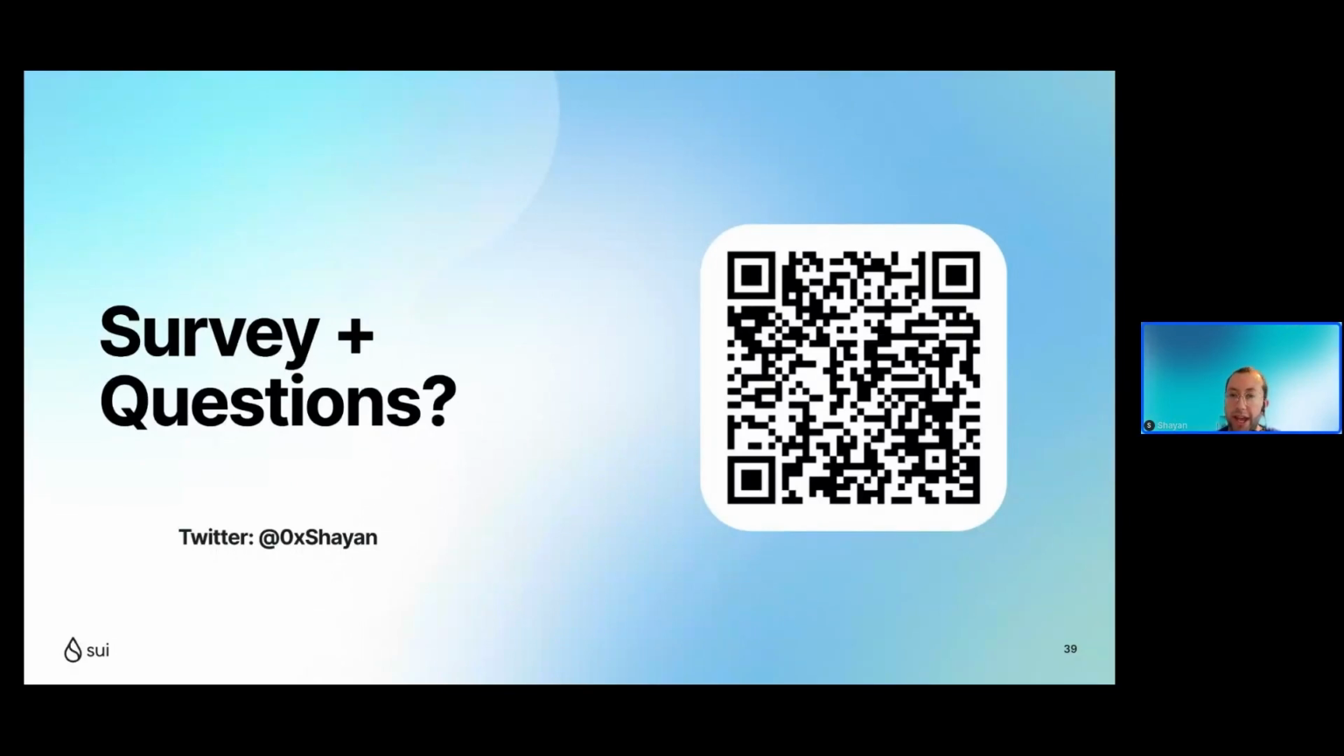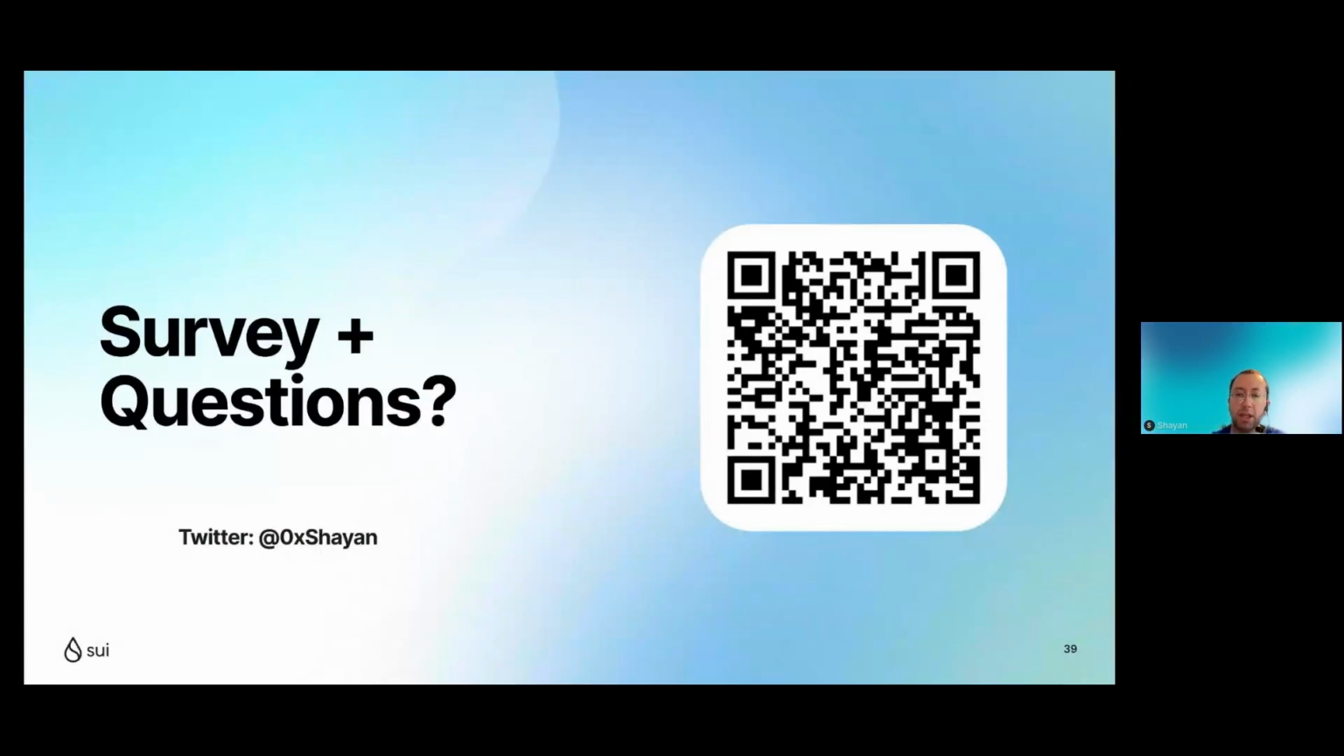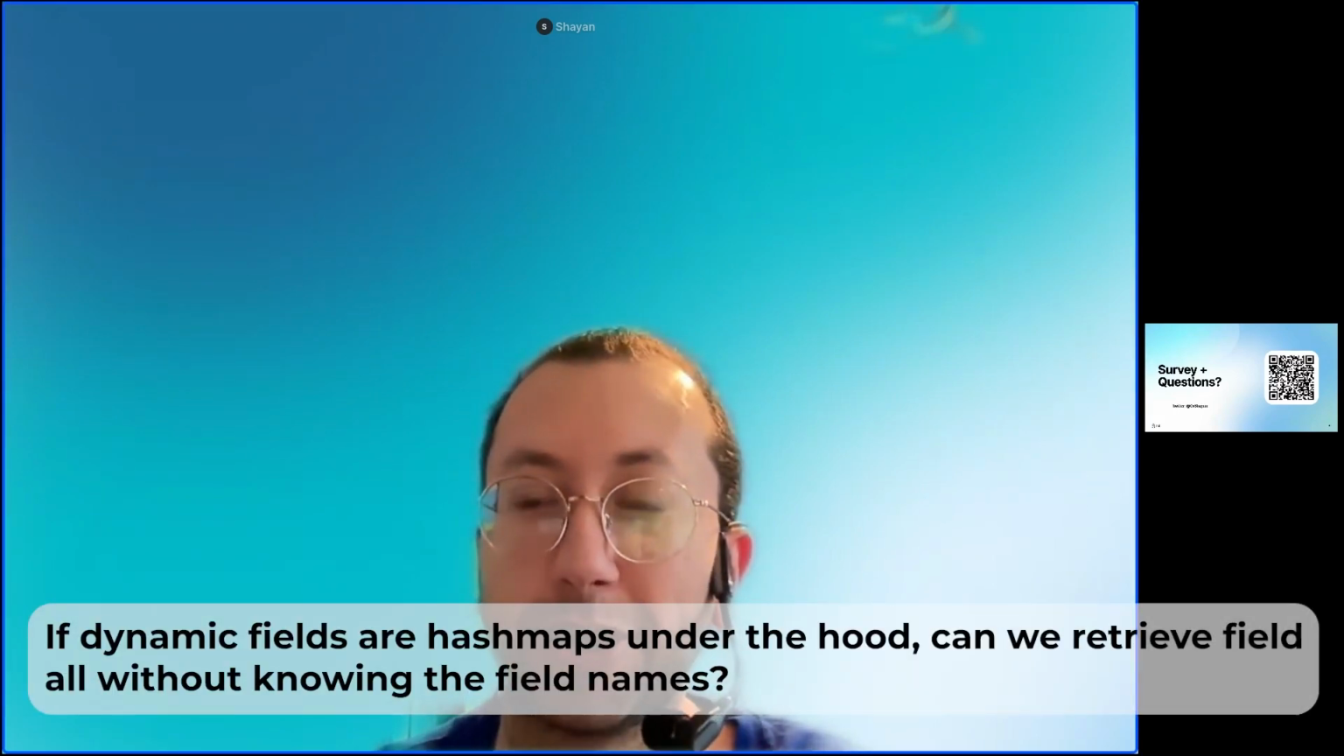I see Tufan asked, for dynamic fields, can we say it keeps a simple hash map for us? Yeah, essentially it hashes the children to the parent. So it keeps a list of every object or just struct that has been added to another object. And then Tufan asked, if dynamic fields are hash maps under the hood, can we retrieve all fields without knowing the field names?